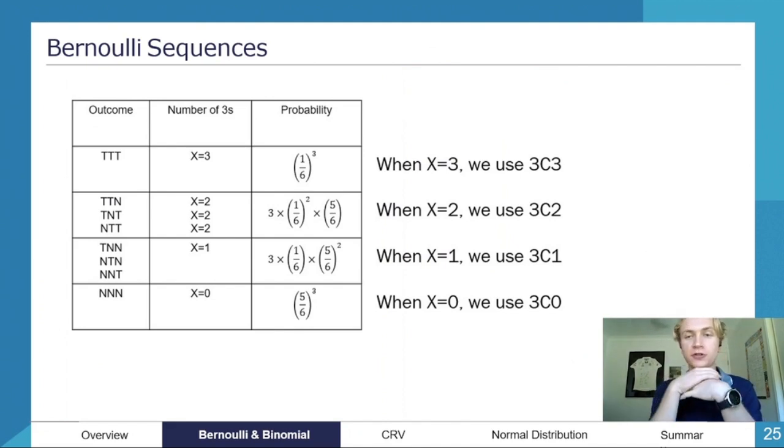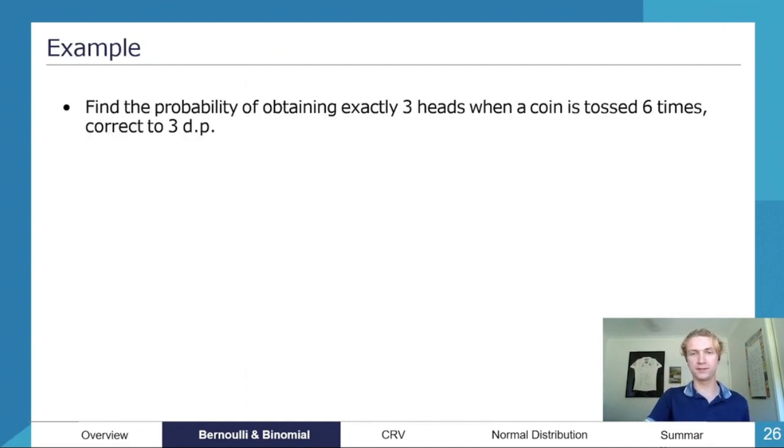So when x equals 3, we'd use, because the trials are still 3, right? There's still n equals 3, but the value of r, or the value of x, is going to change. So when x equals 3, it would then be 3C3 for nCr. When x equals 2, it'd be 3C2, x equals 1, 3C1, when x equals 0, it'd be 3C0, etc. And we get these different probabilities that should all hopefully add up to 1.